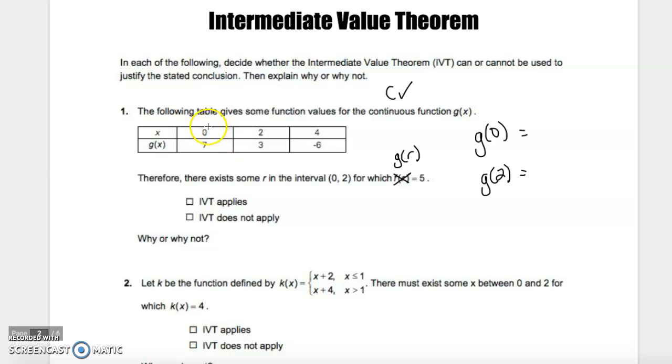So let's find g of 0 first from the table, which is 7, and then g of 2, which is 3. And so we can say, yes, the IVT does apply because we have a continuous function. And when you find the y-coordinates of the interval you're considering, you get values that surround 5. Therefore, there must be some r in this interval between 0 and 2 that would also produce 5 as an answer. So, yes, your IVT applies.